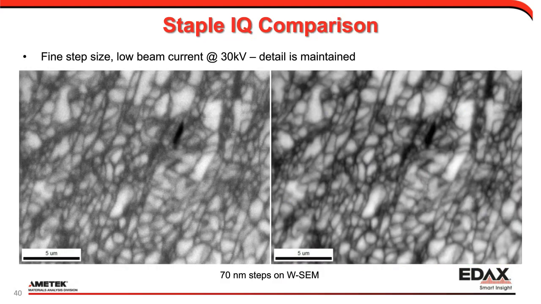Here's the detail that's maintained. Here's actually a staple. Everybody has a staple lying around. We used a relatively fine step size of 70 nanometers on a tungsten scope, with low beam current at high kV. On the left is the IQ map before NPAR. On the right is after NPAR. You can see the grain boundaries are still there. You can still see finer details. You're not really losing anything with NPAR, except sometimes you start to lose smaller twin features. And that's really the only thing that you'll seem to lose.